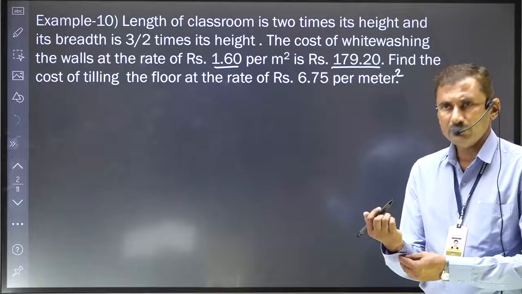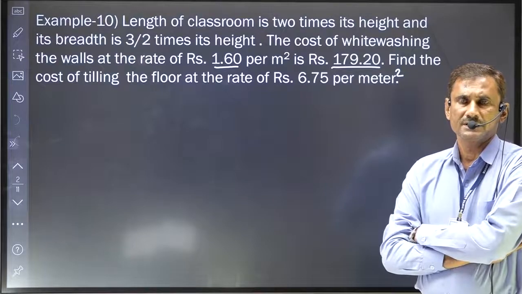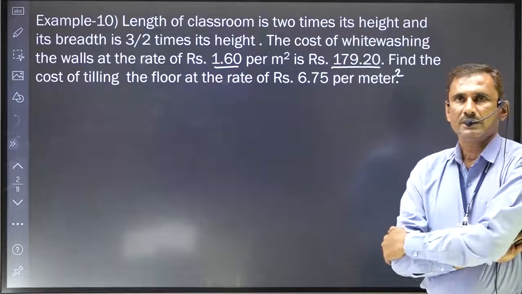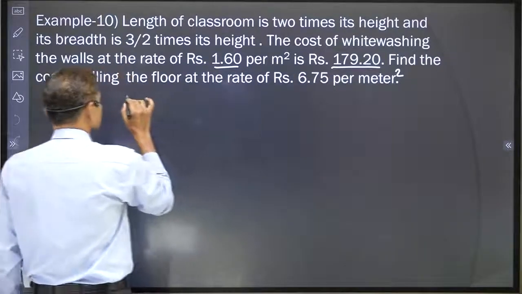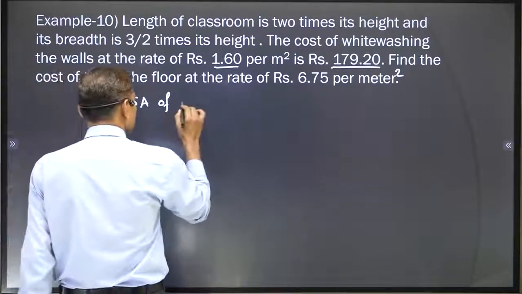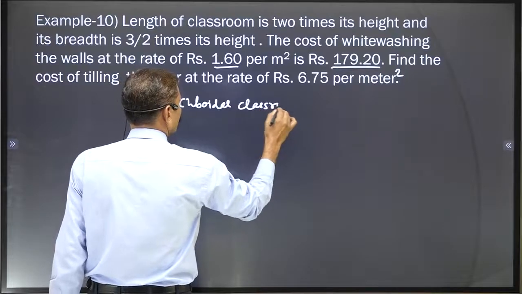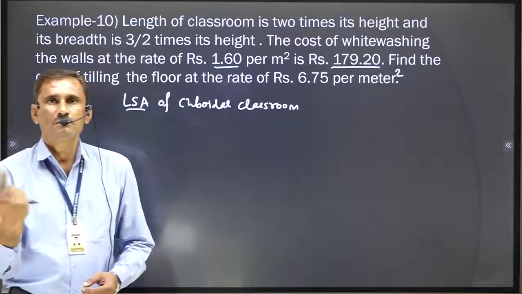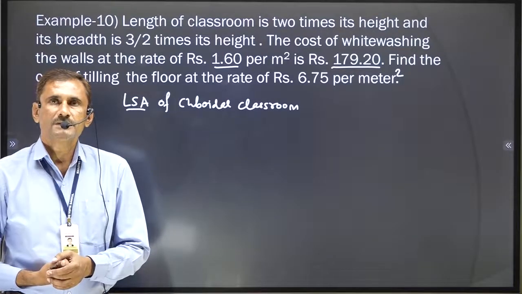First of all, they have given the cost and rate of the 4 walls for whitewashing. So 4 walls means what here? Lateral surface area. You can first find the lateral surface area only. The classroom is what shape? Cuboid. So you can say LSA of the cuboidal classroom. Why LSA first of all? Because 4 walls means only the lateral surfaces are taken, not floor, not ceiling. And its rate as well as cost are given.